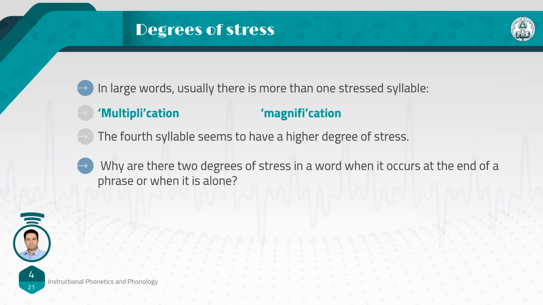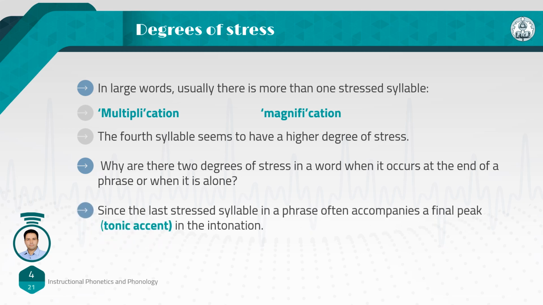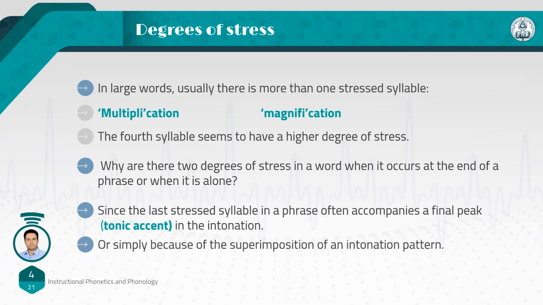The answer is that in these circumstances, another factor is present. As we will see in the next section, the last stressed syllable in a phrase often accompanies a special peak in the intonation. This is the tonic accent. In longer words containing two stresses, the apparent difference in the levels of the first and the second stress is really due to the superimposition of an intonation pattern. When these words occur within a sentence in a position where the word does not receive tonic accent, then there are no differences in the stress levels.